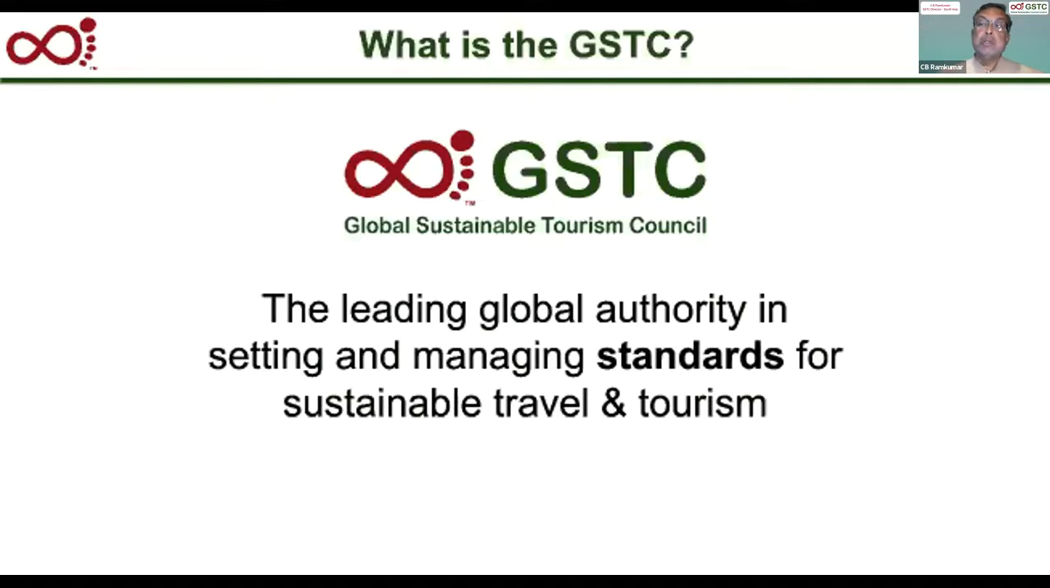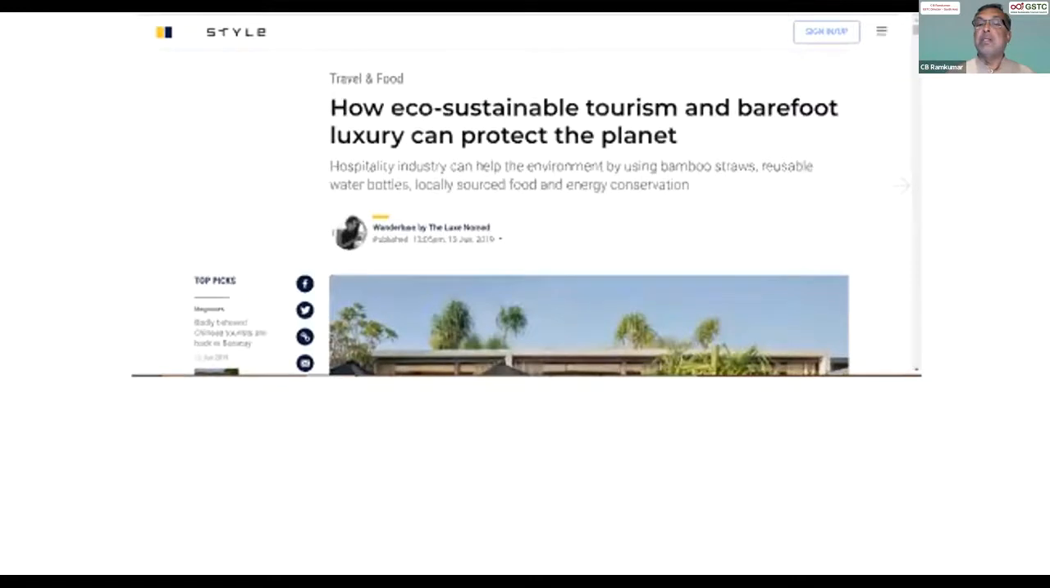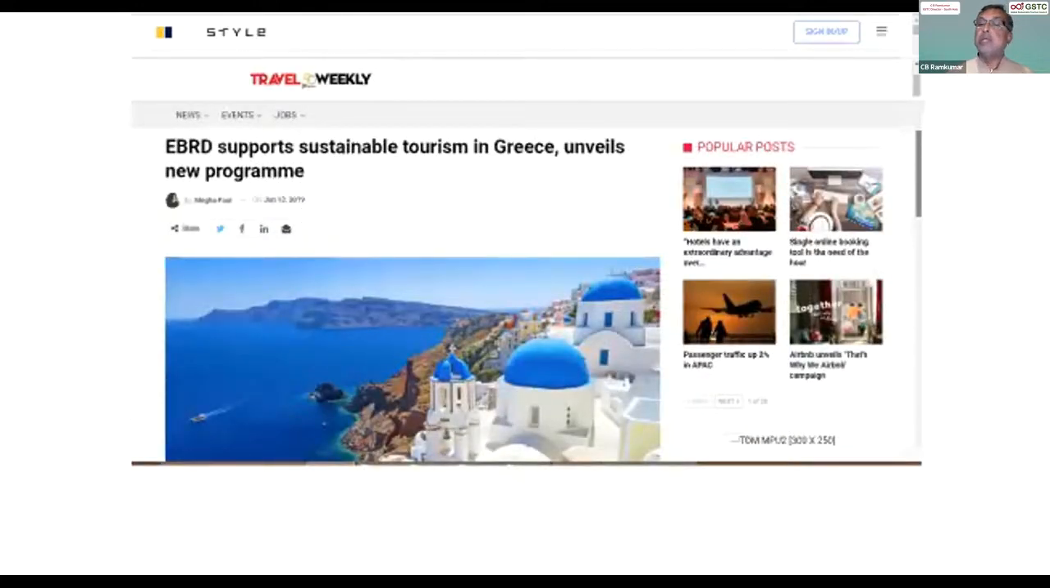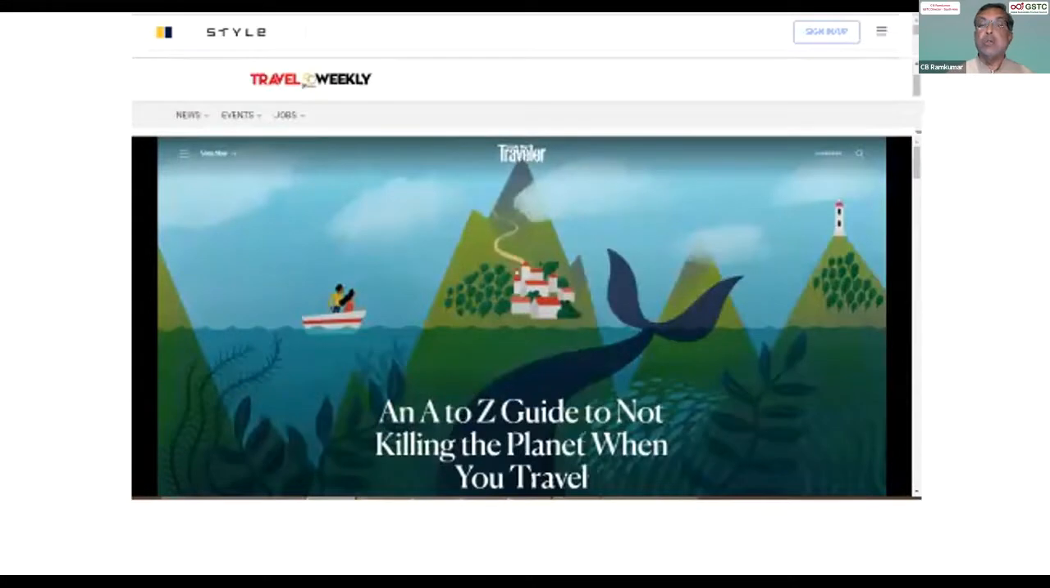So the Global Sustainable Tourism Council is the leading global authority in setting and maintaining standards for sustainable travel and tourism. So we are a standard setting body and we set standards for sustainable tourism. Now, every time I talk about this in the beginning, people ask, but what do we need this for? The starting point really is the customer. Increasingly, we are having demands from the consumers for some way for the consumer to be able to identify venues that they go to, which are sustainable, hotels that they go to, which are sustainable.